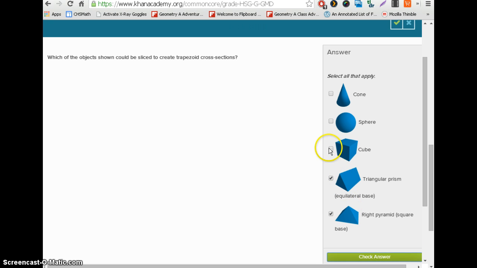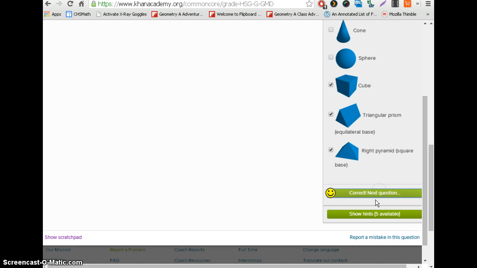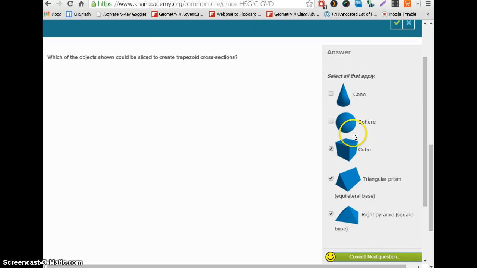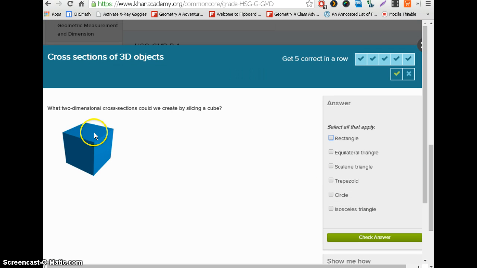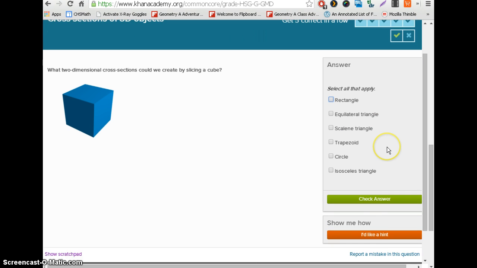And I'm wrong. I guess I can get it out of the cube too. Just goes to show you. I have a hard time seeing that, but I guess it just depends on the angle at which I cut through it. And I'm just not that good at it, okay? All right, 2-dimensional cross sections we could get by slicing a cube.